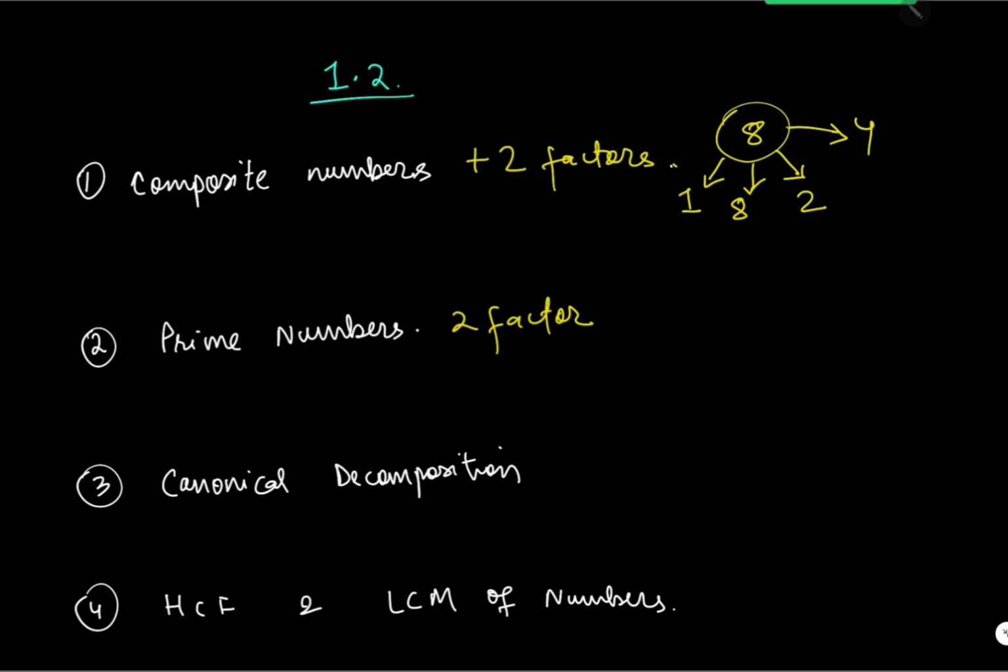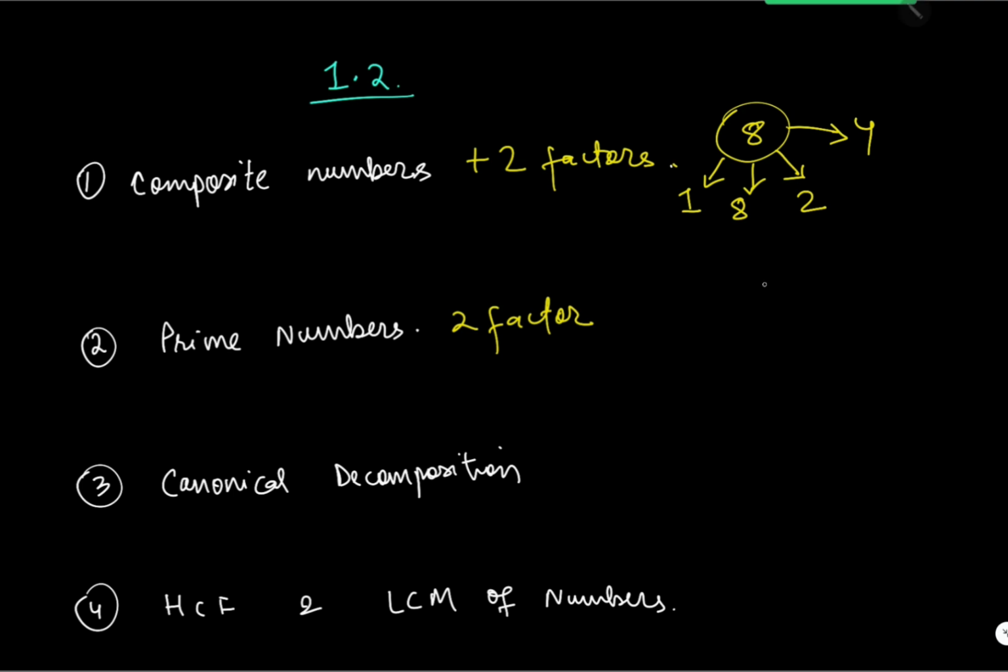So for a number to be called a composite number, it has to have more than two factors. Only then will we consider that number as a composite number. And in this case, number 8 has four factors, which is more than two factors. So 8 satisfies the condition to be called a composite number.